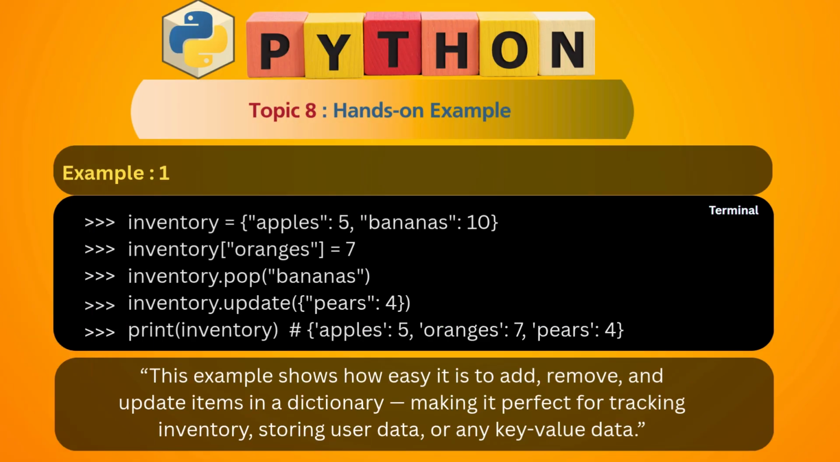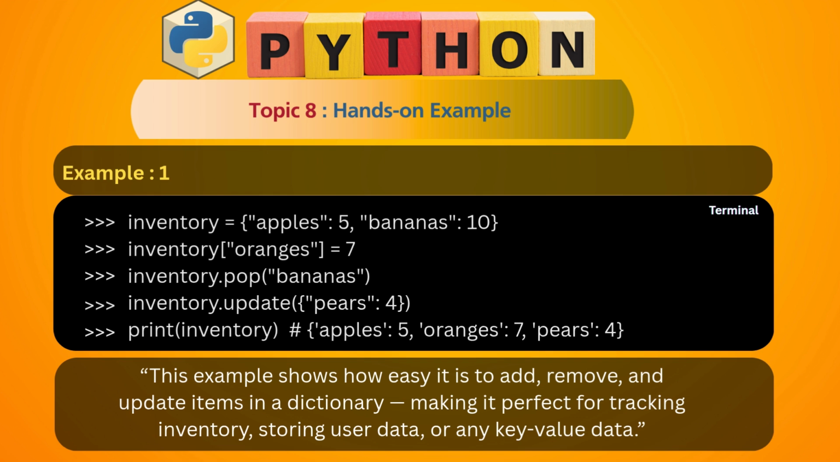Now we will see a hands-on example of how to add, remove and update items. The variable inventory equal to apples: 5, bananas: 10. So inventory stores the items: the keys are apples and bananas, and the values are 5 and 10. Then if you want to add further, inventory oranges equal to 7. Then you can see inventory includes apples 5, bananas 10 and oranges 7. Right. Now inventory dot pop bananas means the bananas key will be removed. Then the remaining will be apples and oranges only.